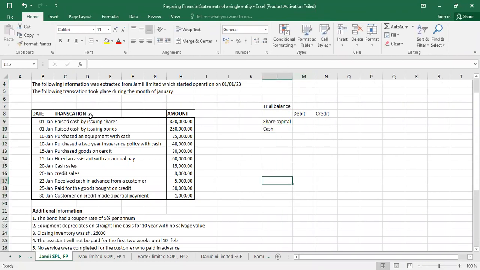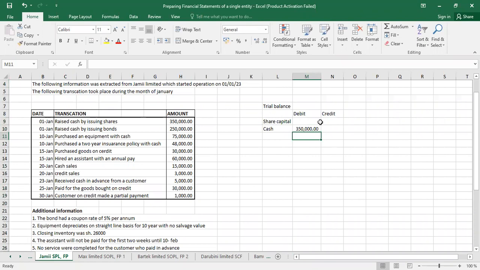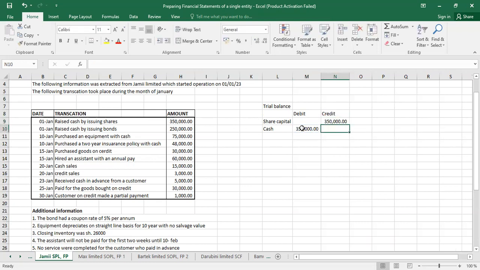So if you raised cash by issuing shares, it means the money is coming in. So our cash will increase, isn't it? And the corresponding entry is we credit the share capital, the same amount, isn't it? So these ones at our balance already we are creating. Merge, control bold. I also bold the two. Control bold, isn't it?